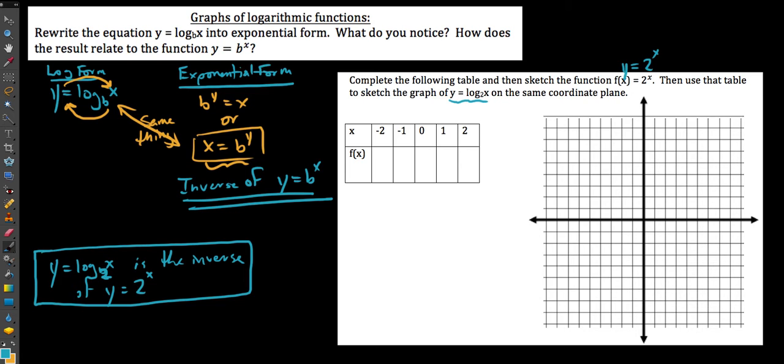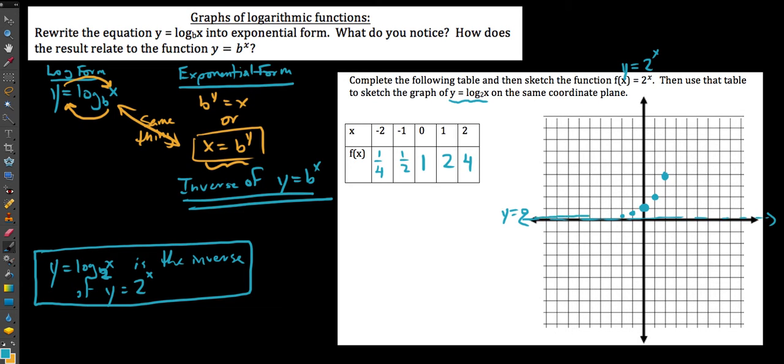So we want to complete this table, which is for 2 to the x power. 2 to the 0 is 1, 2 to the 1 is 2, 2 to the 2 is 4, 2 to the negative 1 is the reciprocal of 2 to the positive 1, and 2 to the negative 2 is the reciprocal of 2 to the positive 2. With respect to our parent exponential function, these are pretty easy because the asymptote is always the x-axis. It tends to go through 0, 1, and in this case goes through 1, 2, and 2, 4, negative 1, 1/2, negative 2, 1/4.